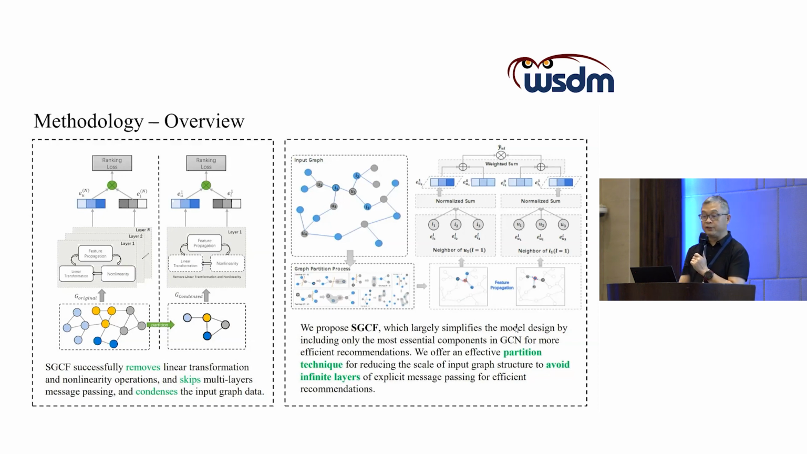Particularly, our proposed model SGCF successfully removes the linear transformation and the non-linearity operation, skips the multi-layer message passing structure, and uses graph partition to condense the input graph data. In short, our major attempt at this simplified GCN model is mainly through these two steps.